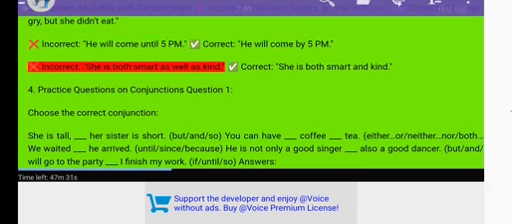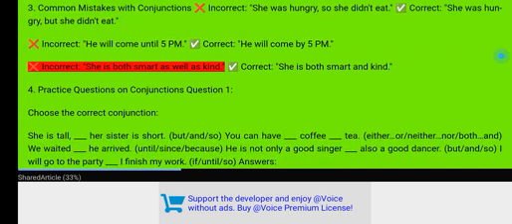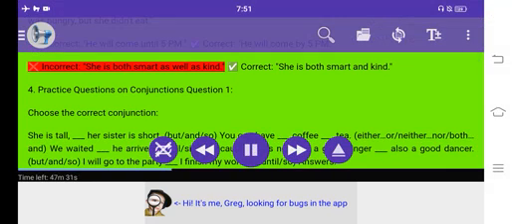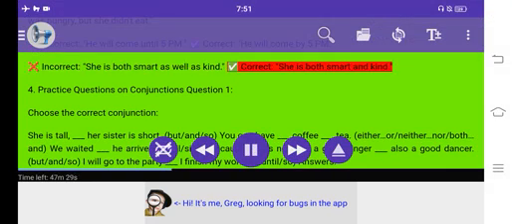Incorrect: She is both smart as well as kind. Correct: She is both smart and kind.